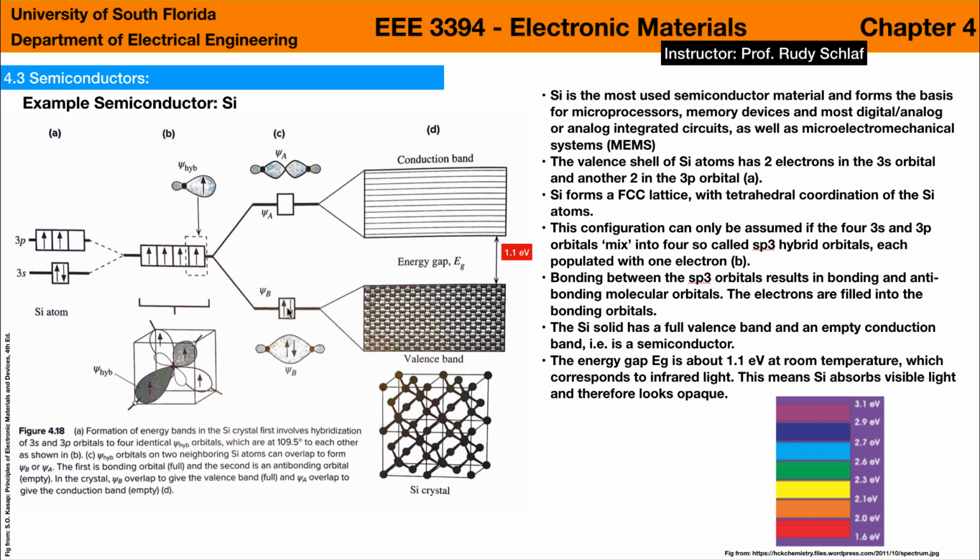Now when we put many silicon atoms together, we get a valence band and conduction band. And the conduction band is separated from the valence band by an energy gap that is 1.1 electron volt in size. That means that silicon absorbs all visible light, because visible light starts at 1.6 electron volts for red and tops out at about 3.1 electron volt for violet. That's when the ultraviolet range starts up here. The valence band is of course full, and the conduction band is empty.